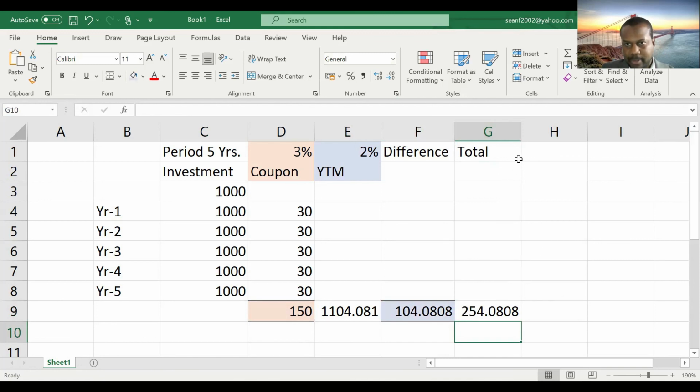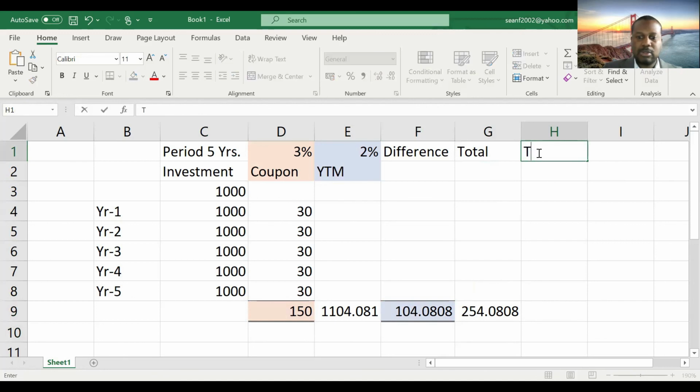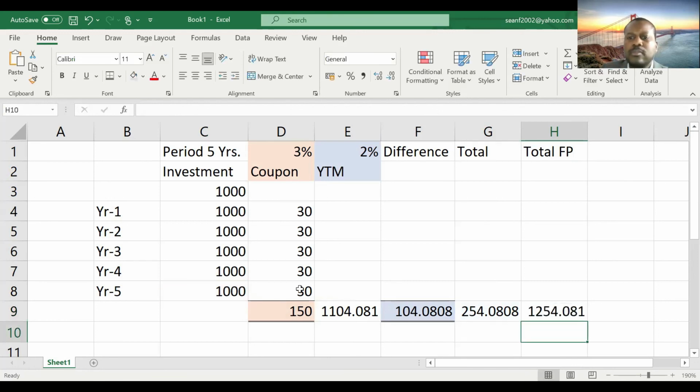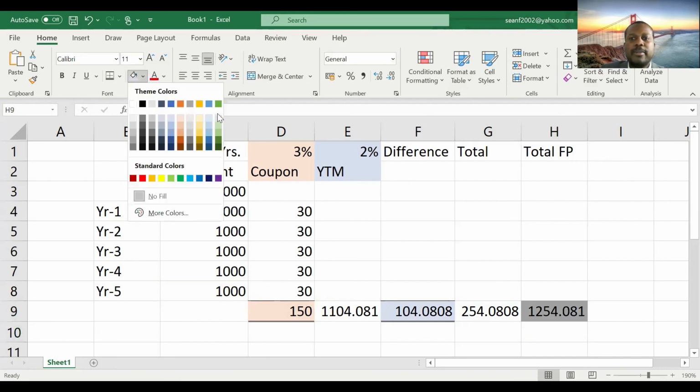So technically over the period, the total position at the end is 1,254 as the total position at the end.